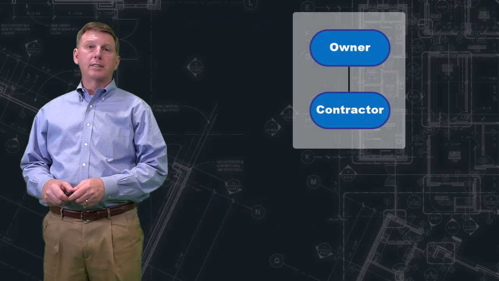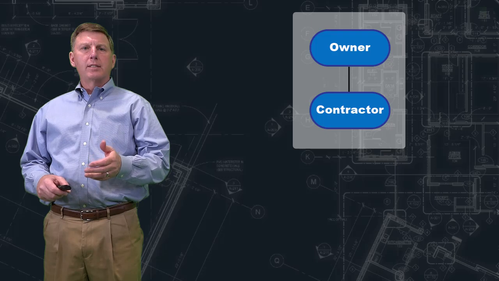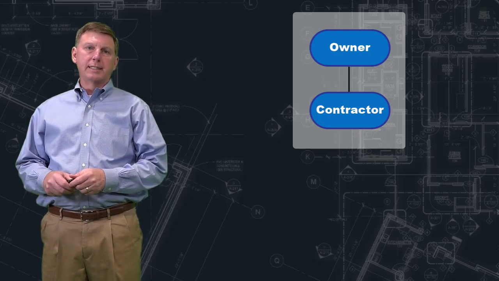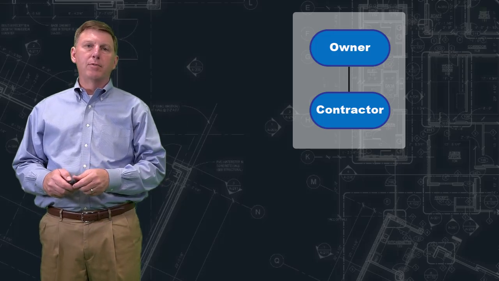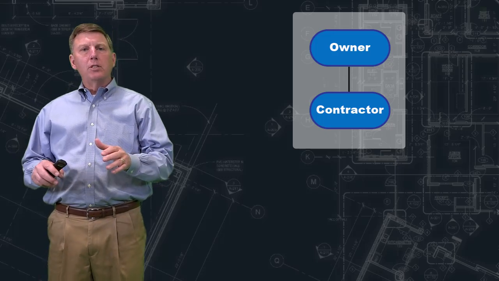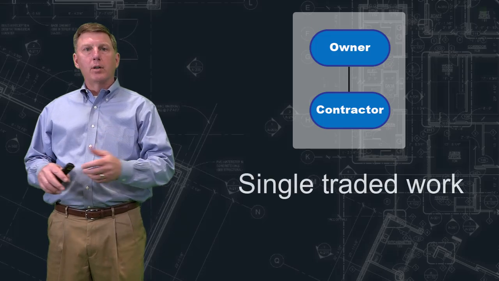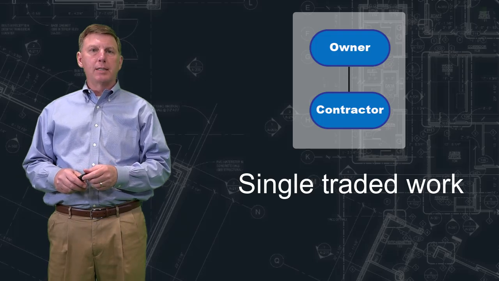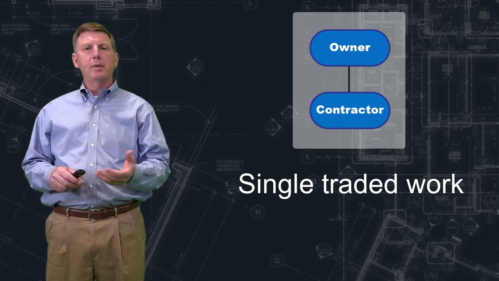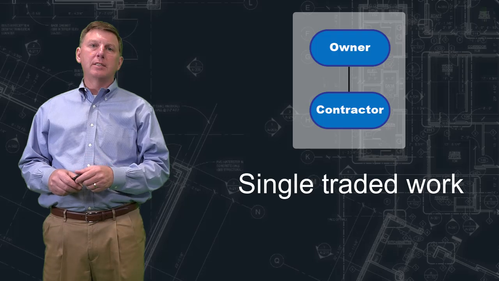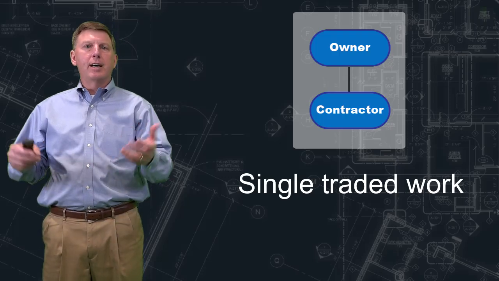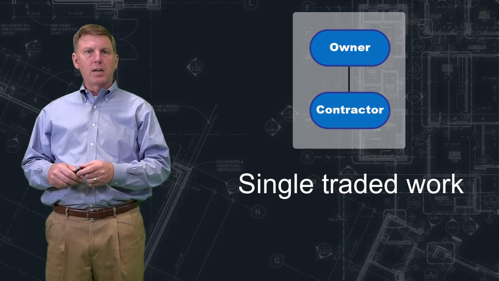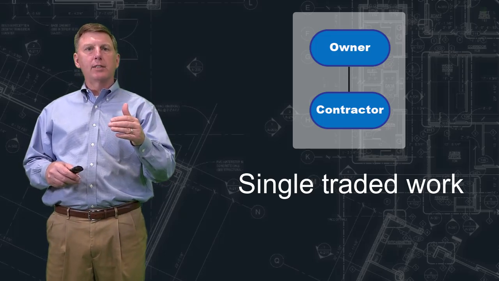Unit price contracts. The unit price contract delivery system is probably one of the simplest delivery systems that you're going to see. That's evident by the diagram for it. These are normally used for single trade work. For instance, if I have a lot of carpeting I need to accomplish, I could put out a unit price contract for carpeting. Or say a lot of fencing. Or a lot of drainage. A lot of roofing. You can imagine a single trade under a contract between the owner and the contractor.